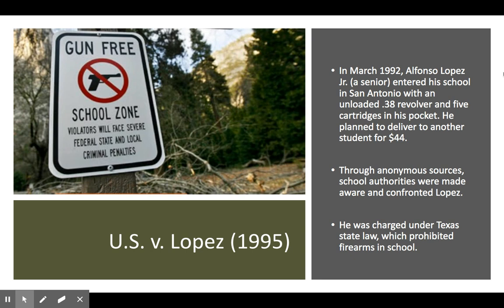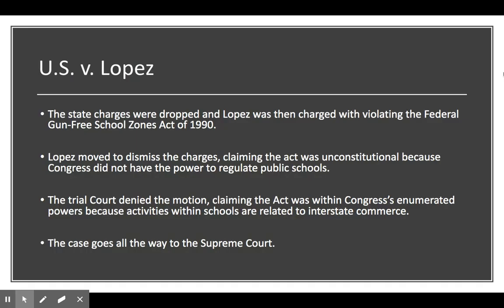Now, through anonymous sources, school authorities are made aware and they're going to confront Lopez because he brought a gun to school. So he is going to be charged under Texas state law, which prohibited firearms in school. So the first charges he's going to face are under state law. Now, those state charges are going to be dropped. And Lopez is then charged with violating the Federal Gun-Free School Zones Act of 1990.